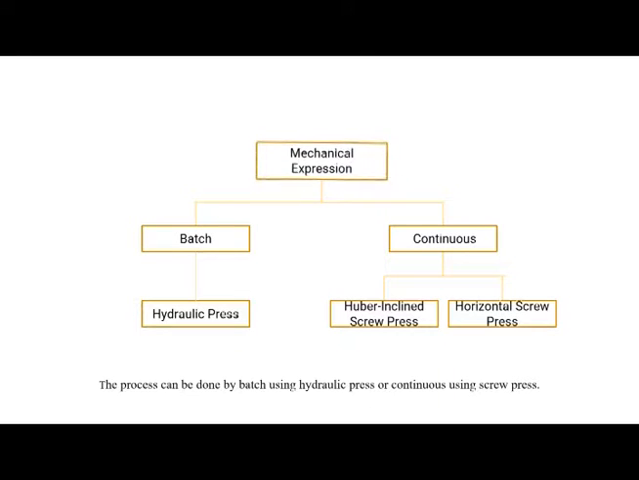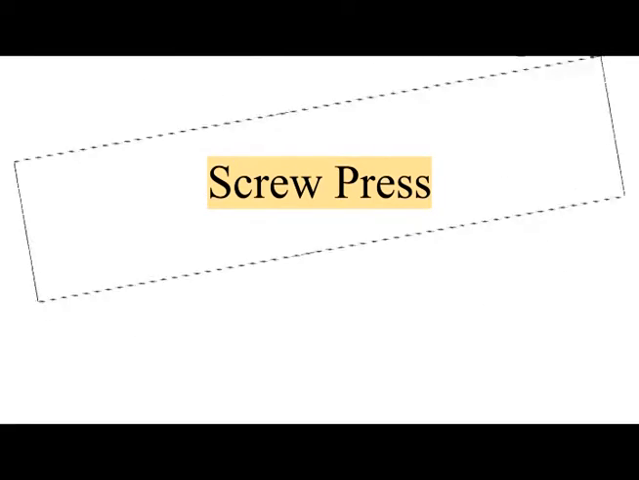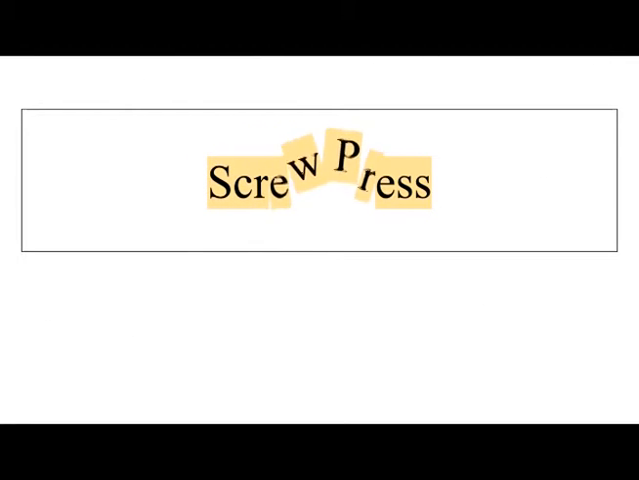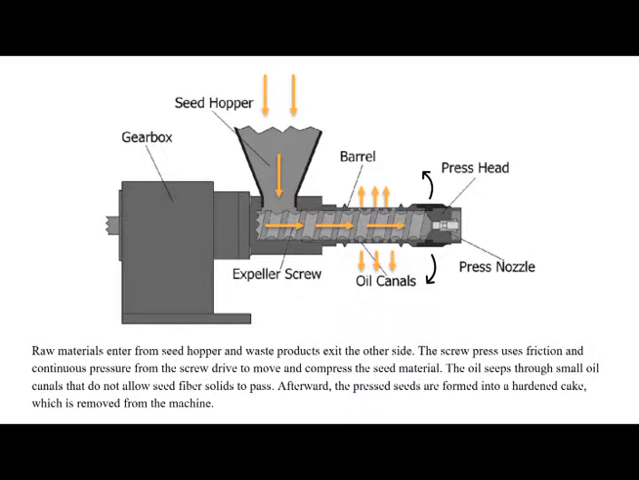Mechanical expression can be done in batch using a hydraulic press or as a continuous process using a screw press. Firstly, mechanical expression using a screw press. The raw material will enter from the seed hopper and the waste product will exit to the other side.